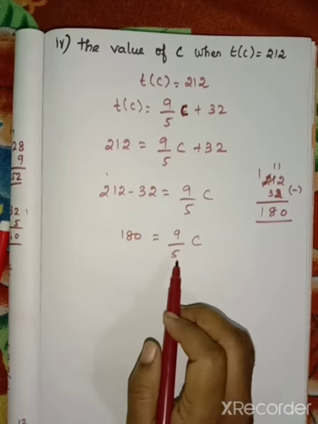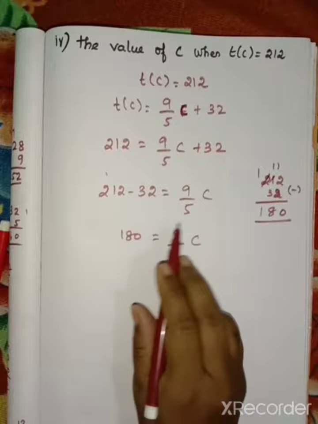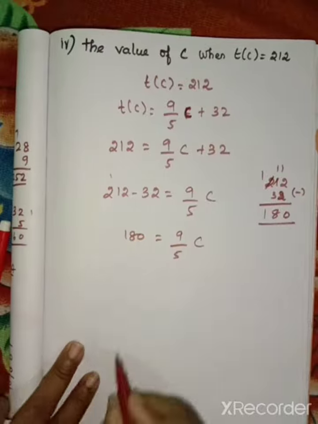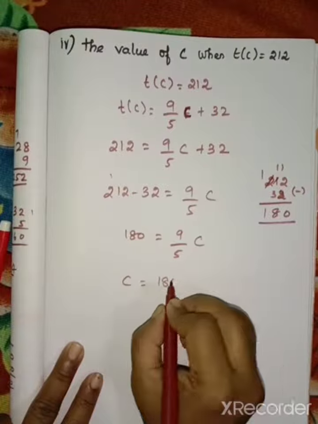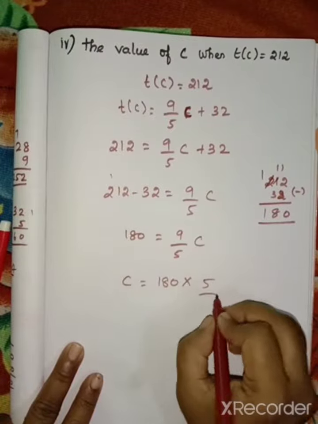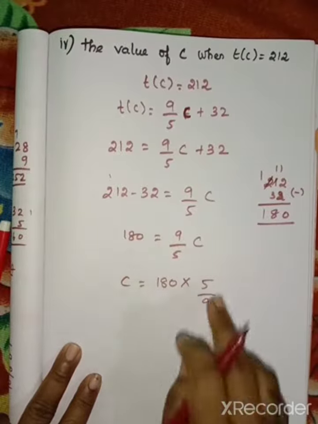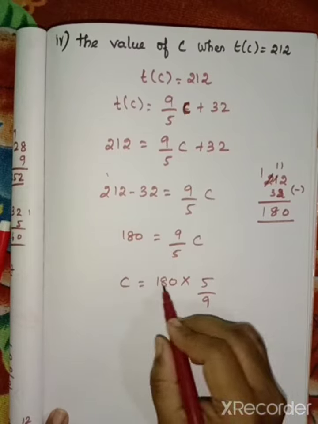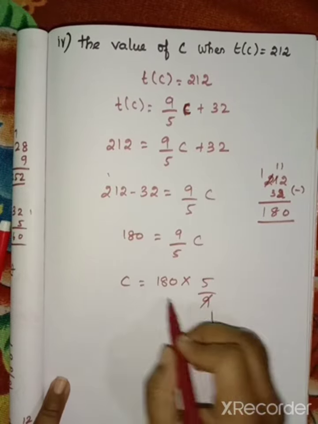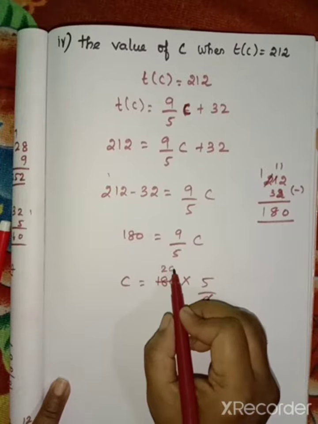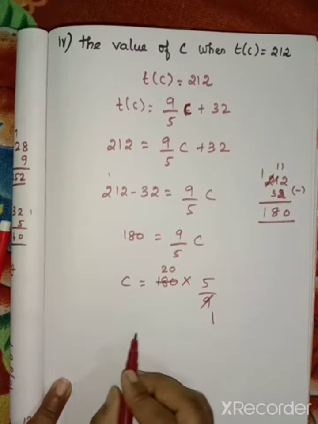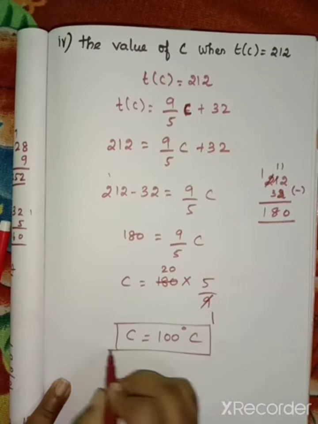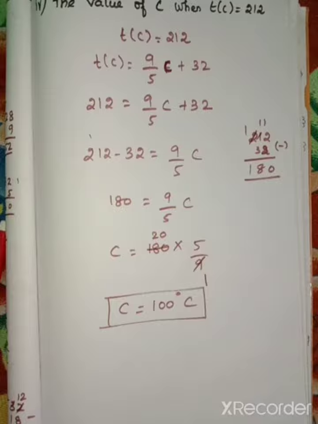So 9 by 5 is in the denominator. In fraction, if it goes to this side, it will be in the reciprocal form. So C equal to 180 into 5 by 9. Overall, for a fraction, if it goes to this side, it will be taken as the reciprocal. So here we can cancel. 1 9 is 9, 2 9s are 18, 0. Then multiplying, 5 2s are 10, that is 0. 100 degree Celsius. The C value is 100 degree Celsius.